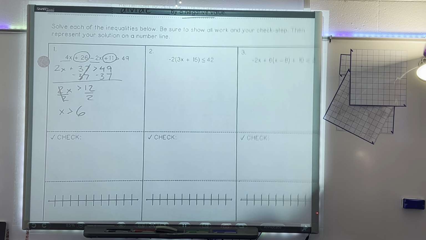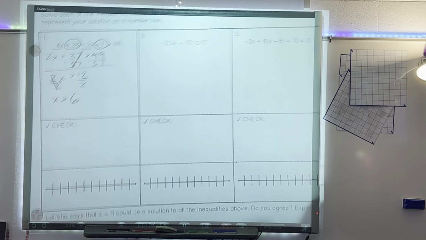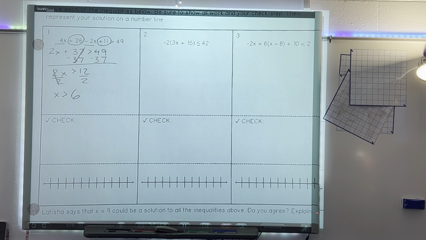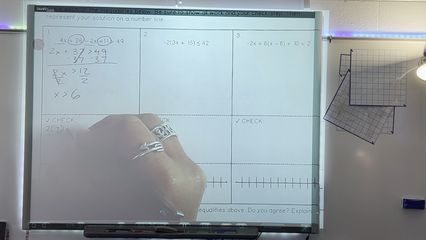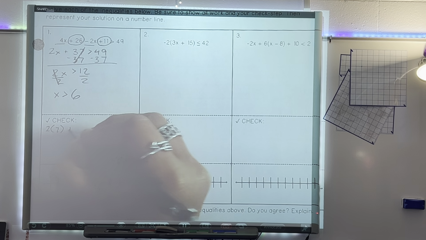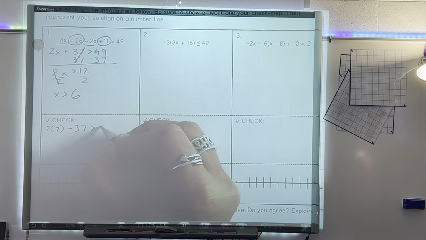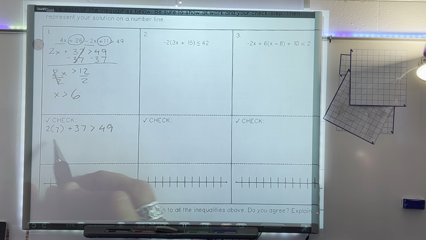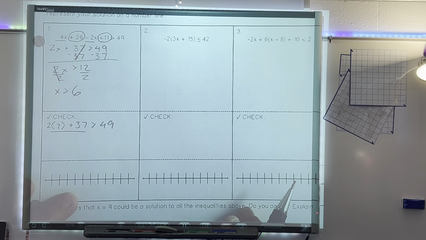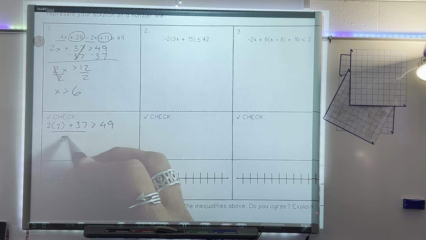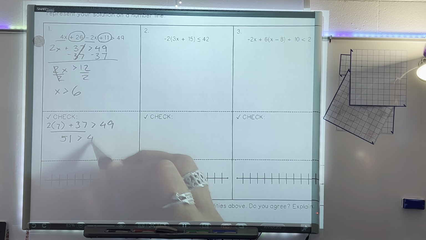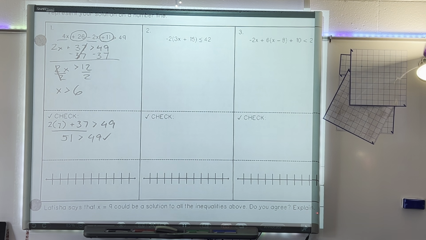Yes, ma'am. Okay, then to check it, and this is probably the only one that I'm gonna check, pick a number greater than 6. 7. 7 works. Alright, so I've got 2 times 7 plus 37. I'm gonna do it from right there. You really should plug it back into the whole thing, but just for the sake of time, I'm gonna do it that way. So that's 14 plus 37 gives us 51, greater than 49, which is true. Are we okay there? Yes. Alright.